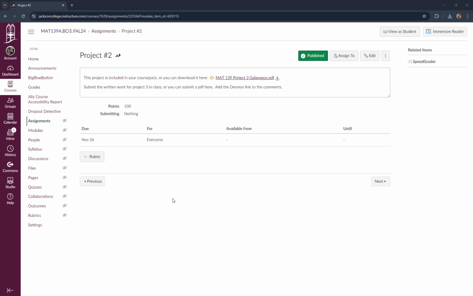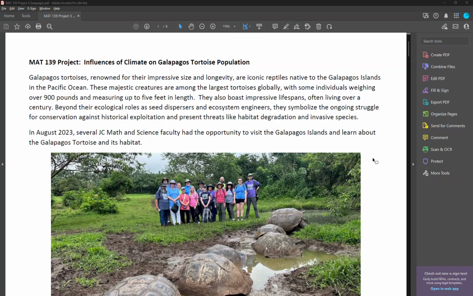Hello, I'm going to introduce the Project 2 assignment. You can find the assignment link on Canvas. You can also find it in your course pack file. And in your course pack, it'll be in the green pages, and the first page looks like this.